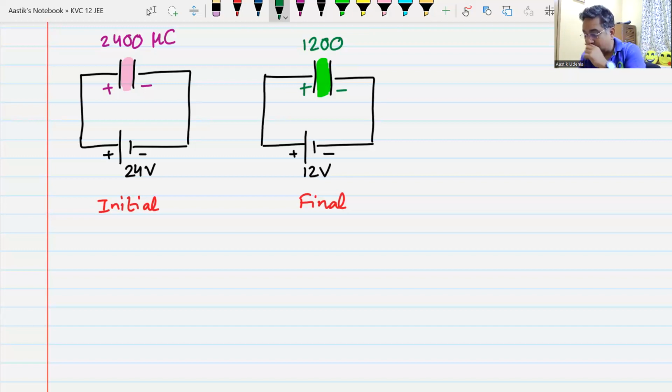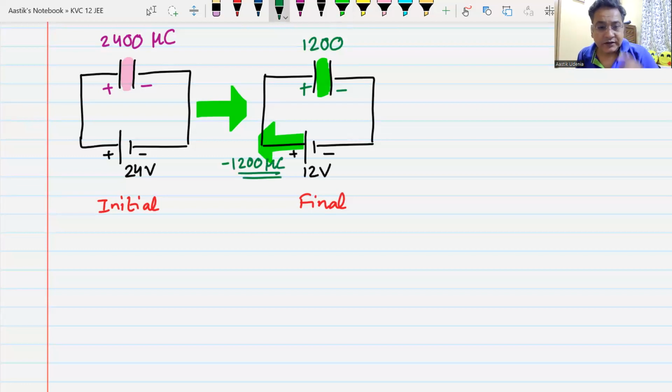Now the second part of the question is calculate the charge flown through the 12-volt battery. How much charge would have flown? Minus 1200. You must also say the direction. So once I make a switch from here to here, in this direction, 1200, no, sorry, minus 1200 would have flown. Yes or no? Minus 1200 microcoulomb would have flown.